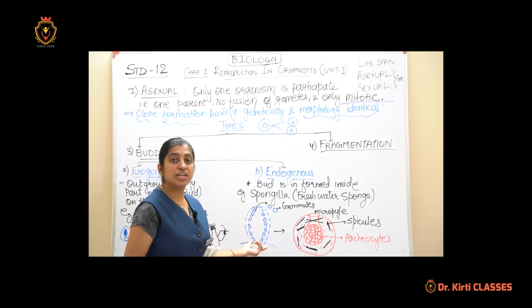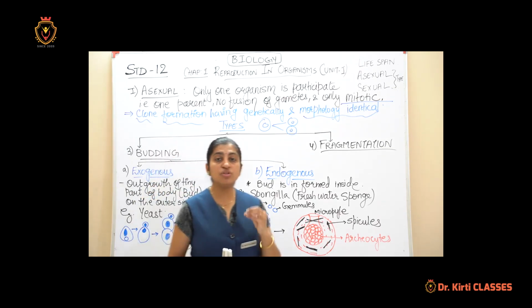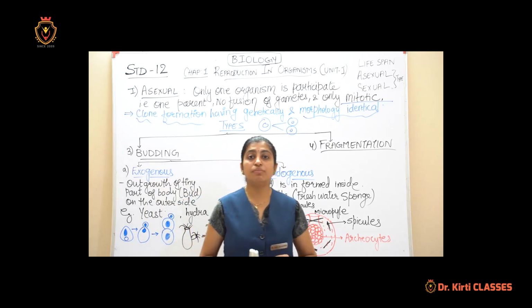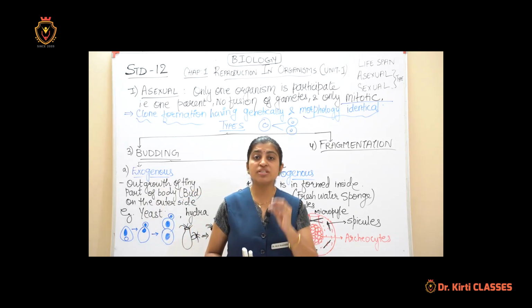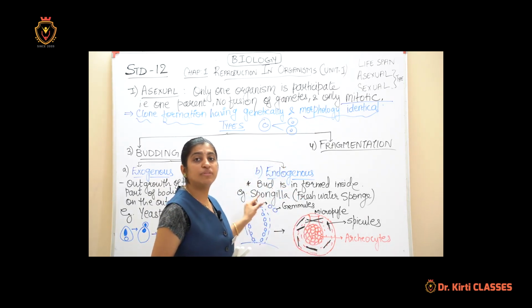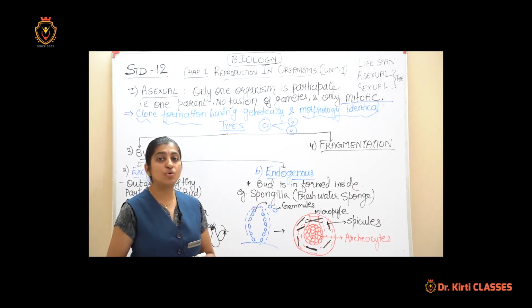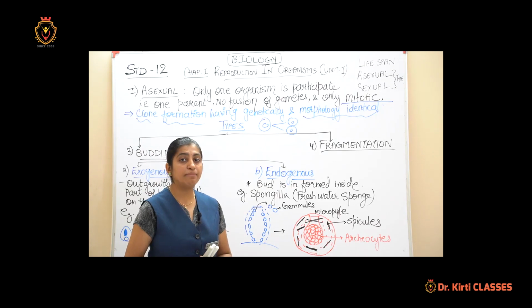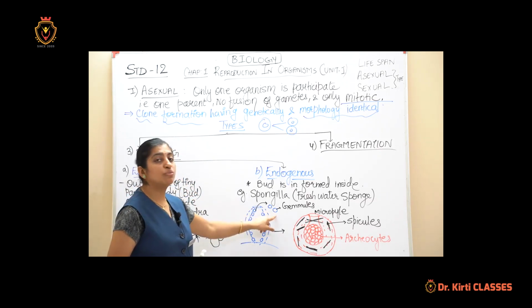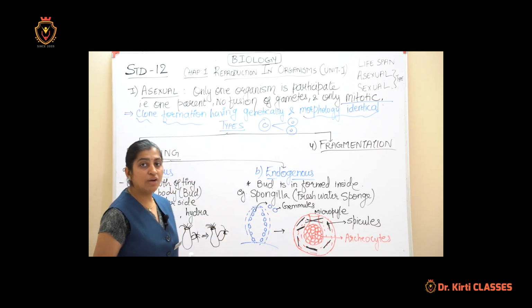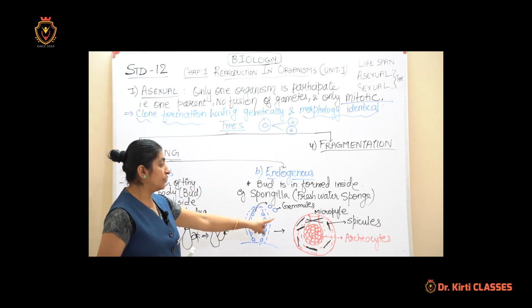So the structure inside the sponge, a small tiny part of the body, is known as what? Gemmules. Gemmules will be released from the outer part of the mouth of a sponge, which is known as the osculum. If you remember the internal structure of a sponge in chapter number 3, standard 11, here the gemmule will start developing. Now just concentrate on the figure.